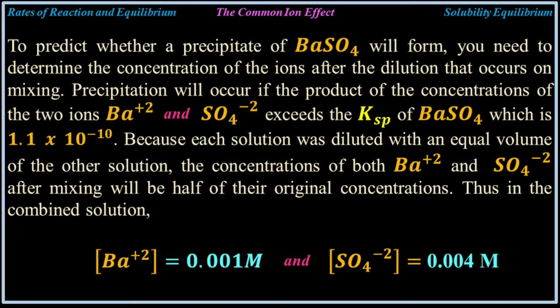Precipitation will occur if the product of the concentrations of the two ions, barium and sulfate, exceeds the KSP of barium sulfate, which is 1.1 times 10 to the negative 10. Because each solution was diluted with an equal volume of the other solution, the concentrations of both barium and sulfate after mixing will be half of their original concentrations. Thus, in the combined solution, barium ion equals 0.001 molar and sulfate ion equals 0.004 molar.